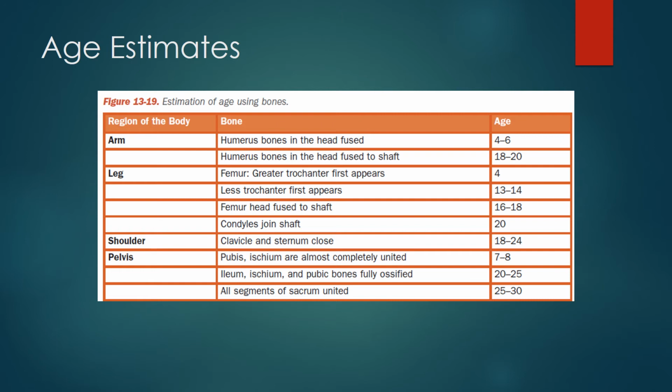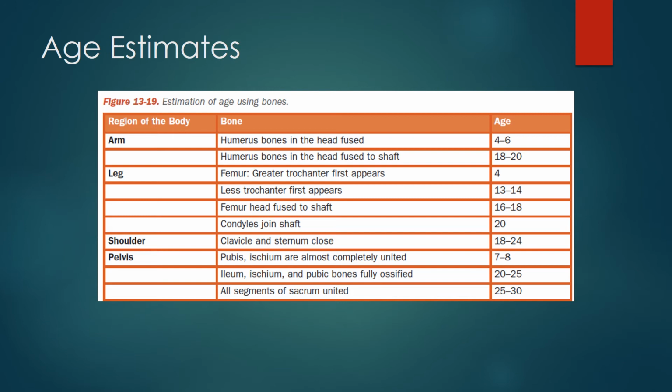we've got the humerus bones in the head fusing. That happens around age 4 to 6. And then fusing to the shaft around 18 to 20. So pretty much like the femur. On the femur, we've got that greater trochanter first appearing around age 4. The lesser trochanter appears between 13 and 14. The femur head fuses to the shaft around 16 to 18. And then that bottom, the condyles, join the shaft around the age of 20.